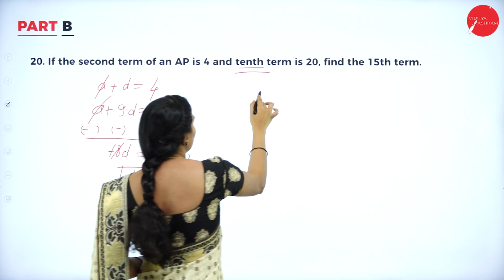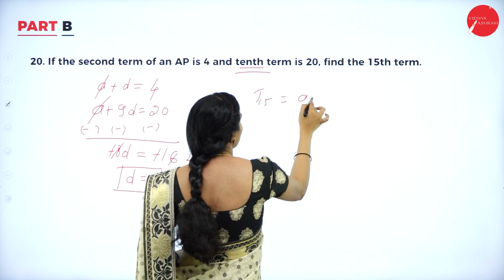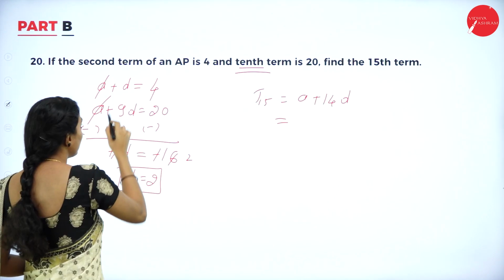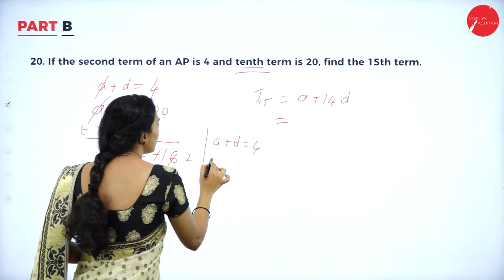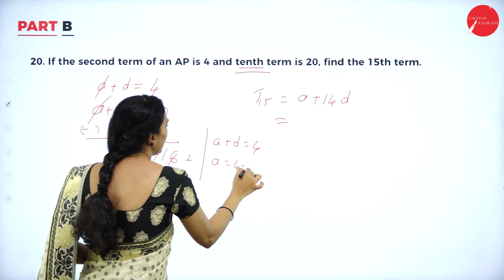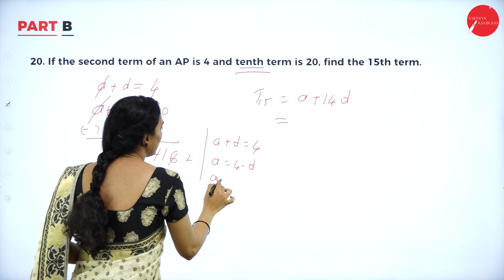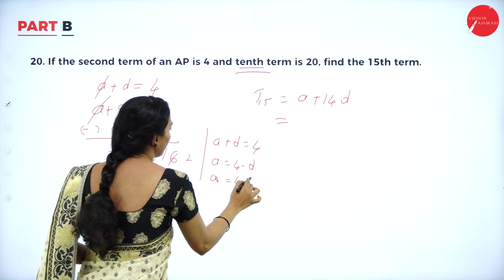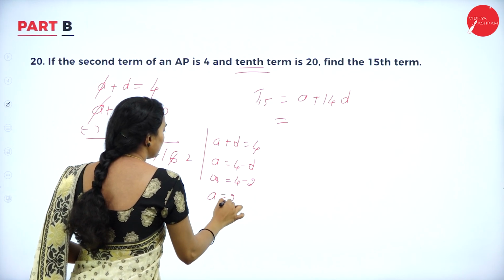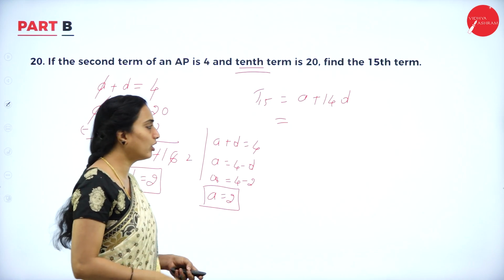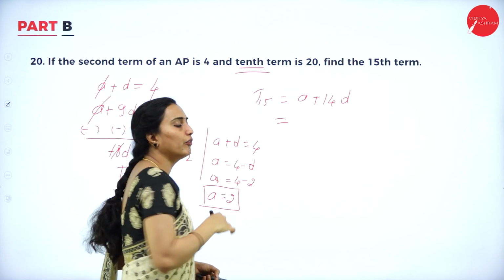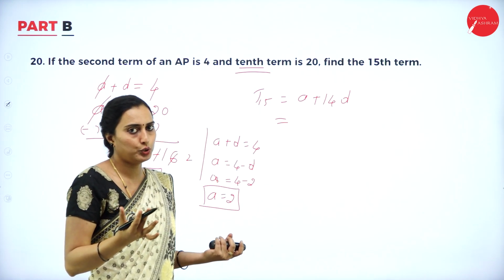15th term, that is T15. T15 is A plus 14D. So A is nothing but, here A plus D is equal to 4, so A will be equal to 4 minus D. 4 minus D is 4 minus 2, so A is equal to 2. Finding D and A value will be 1 mark, and finding the value of 15th term will be 1 mark, 2 marks.